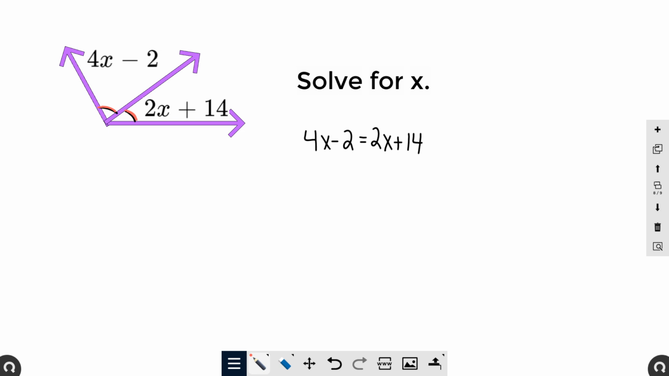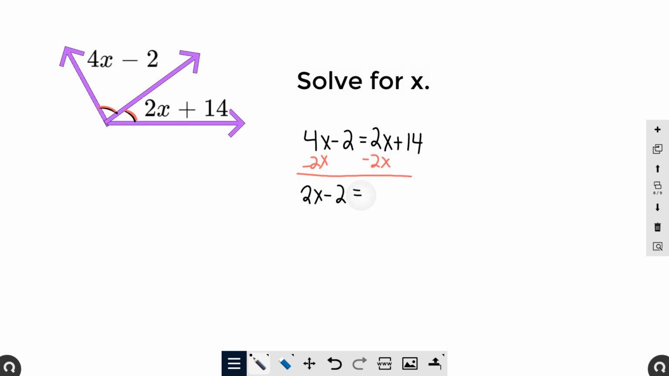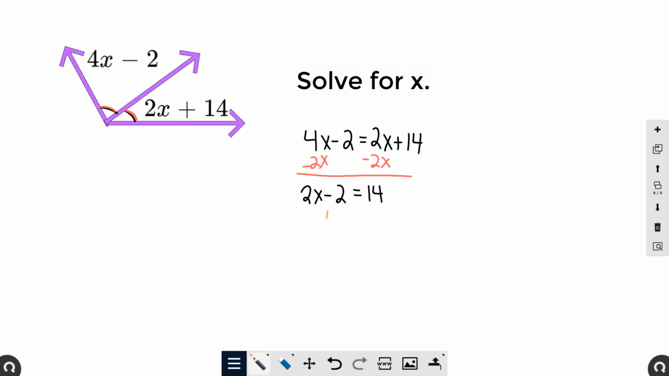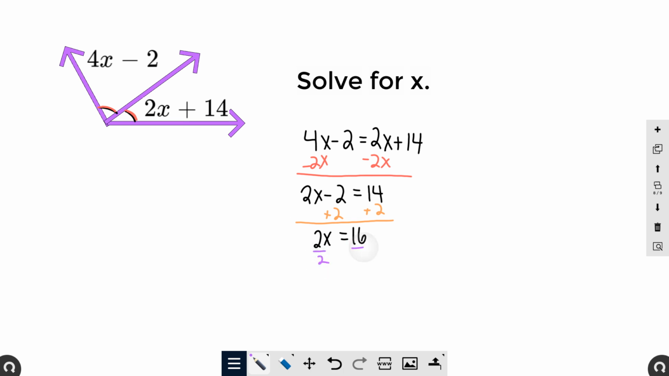Okay, what would you do to solve this equation? Subtract 2x. So 2x minus 2 equals 14. And then you would add 2. 14 and 2 make 16. And last, divide by 2. So x would be 8, good. And it didn't tell us to plug it back in to solve for the different pieces, but you could plug it back in just to make sure that the pieces are equal to each other.